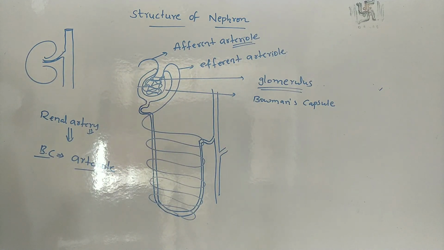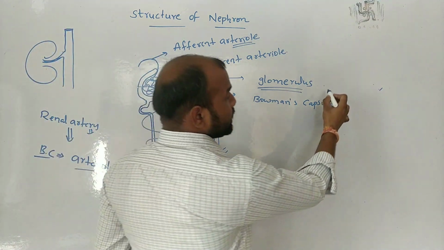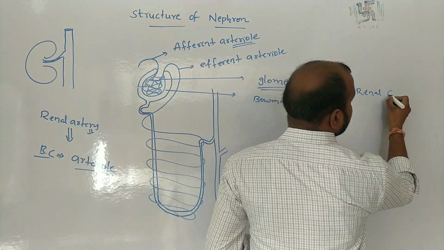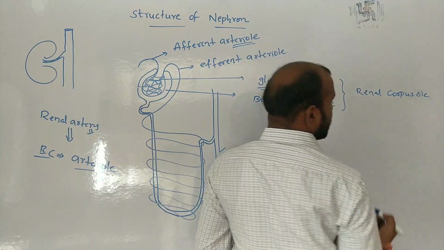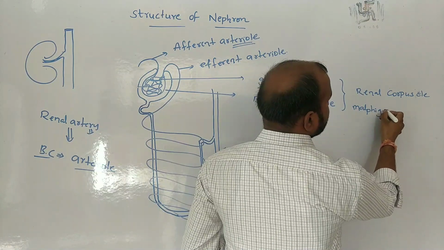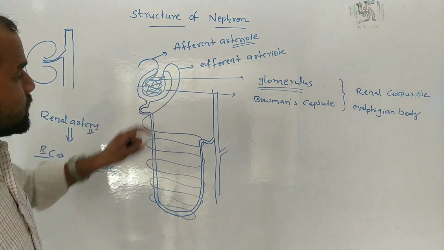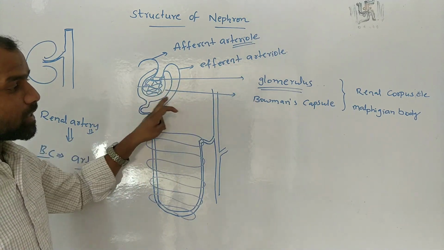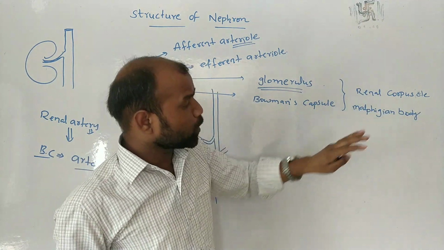So the glomerulus as well as the Bowman's capsule together are called the renal corpuscle or Malpighian body. The bunch of blood capillaries known as the glomerulus and the cup-shaped Bowman's capsule together form the renal corpuscle, or otherwise it is also called the Malpighian body.